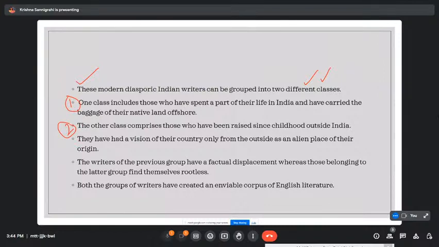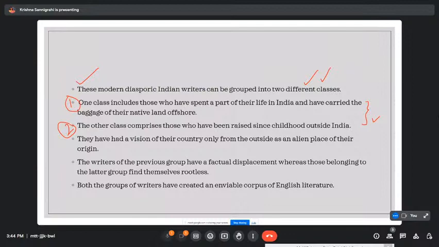So there can be two possibilities, right? The first generation diasporic writers have left their country because of some job, particular professional reason or some family reason, and they have gone to a foreign country. That is one perspective. The other class comprises those who have been raised since childhood outside India. So their children, the second generation people, have not been raised in India and still they know about India and they can write about India.